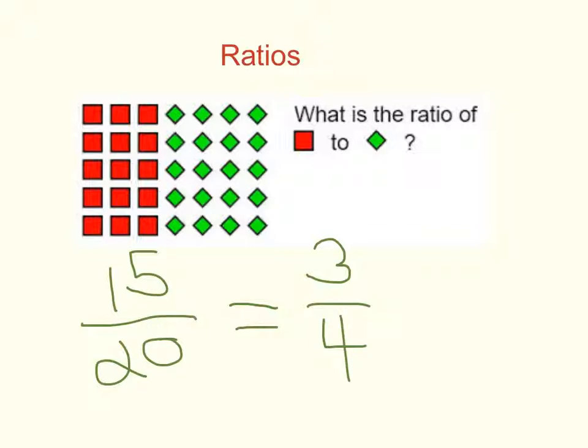And by doing that, I've just created a proportion. A proportion is just a fancy way of saying that two ratios are equal. So 15 over 20, 15 to 20, is a proportion with 3 to 4. Two ratios that mean exactly the same thing.